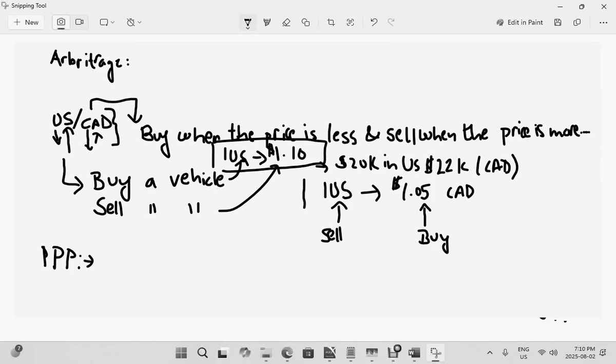So you buy a vehicle in Canada and sell in the US. Let's assume that this is 20K in US, so this will be 21,000 Canadian compared to 22K. So you're buying it for 21K Canadian and you're selling it for 20K US.